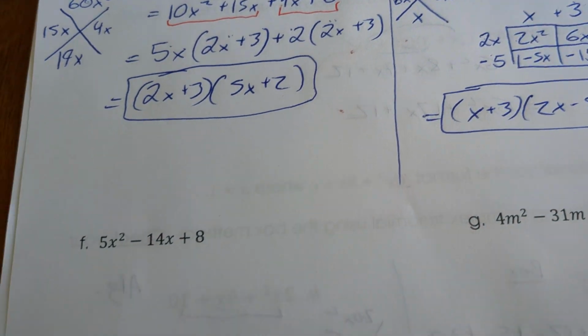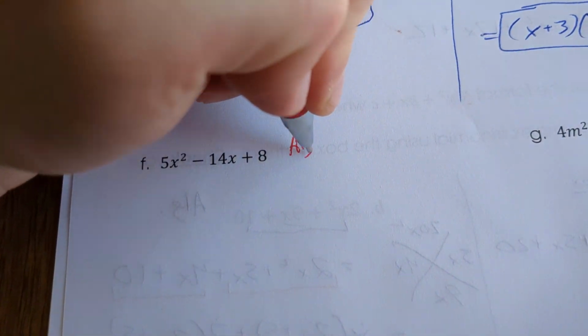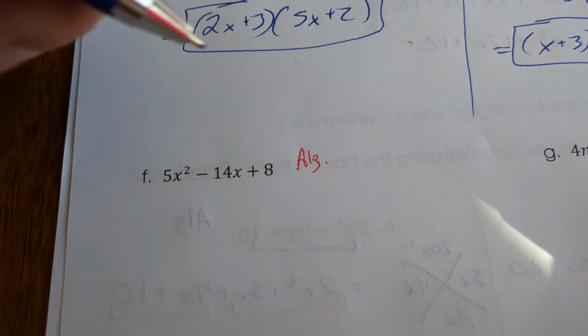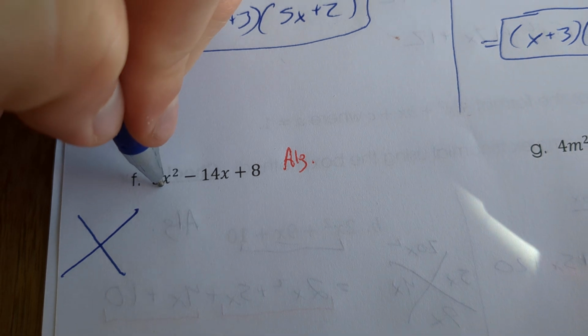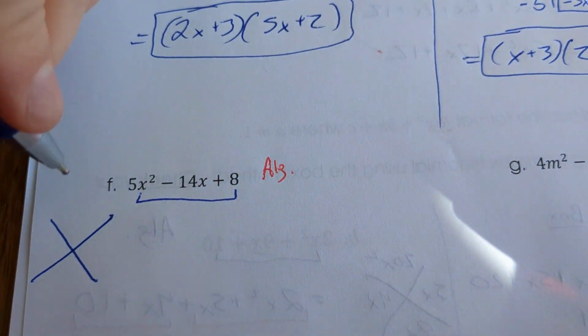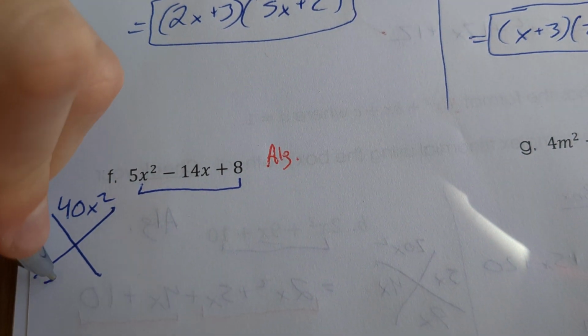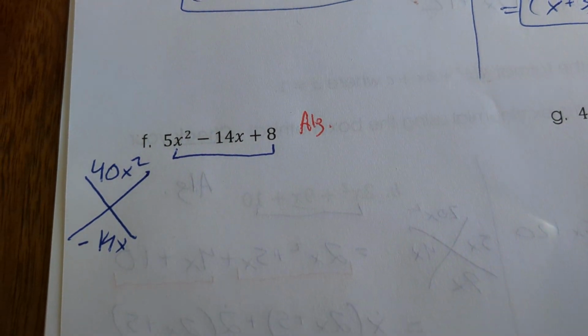Okay. Moving on. Back to algebraic method. Okay. Cross multiply first and last term. 40x squared. And adding to negative 14x.